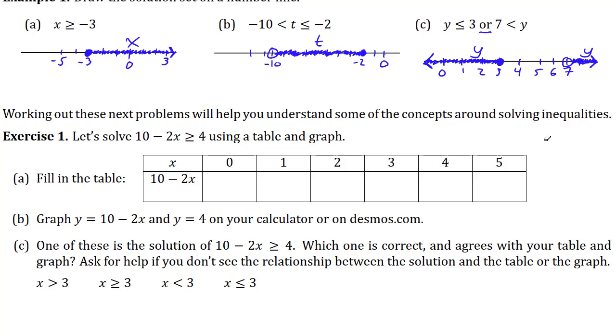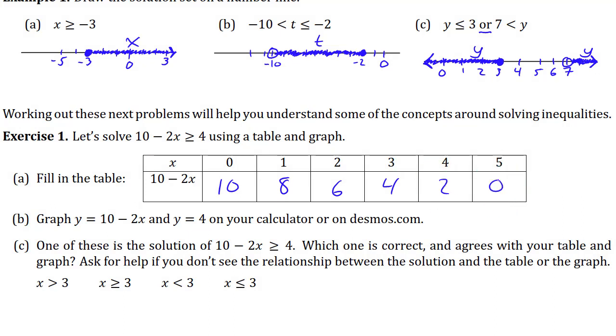Okay, so let's fill in this table. Plugging in x equals 0 here gives you 10 minus 0, which is 10. x equals 1 is going to give you 8, and so on. I'm just going down by 2 every time because I know the rate of change is -2.